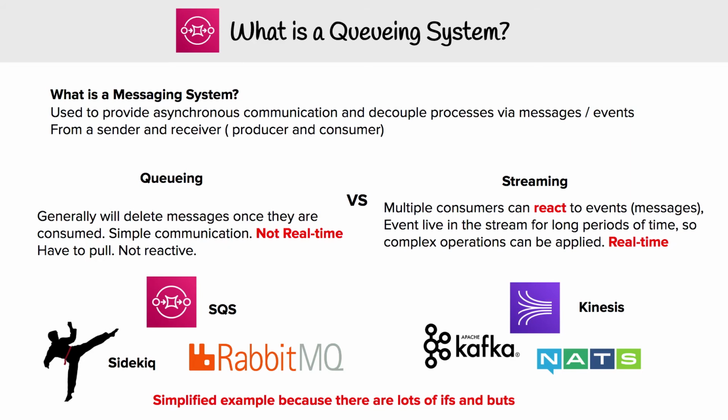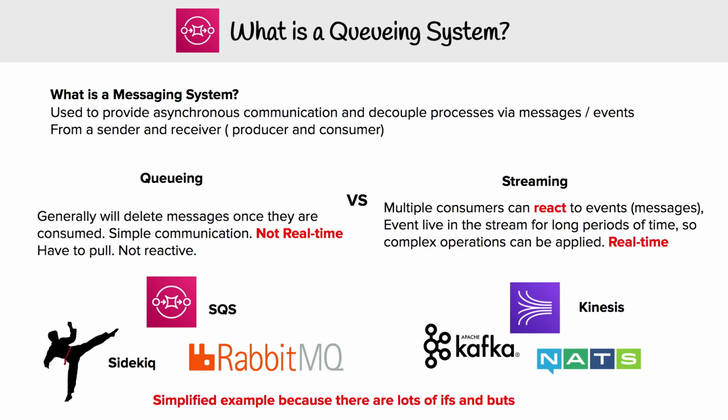So that's the huge difference: one is reactive and one is not. One allows you to do multiple things with the messages and retains them in the stream. One deletes them and doesn't really think too hard about what it's doing. Okay, so there's your comparison between queuing and streaming, and we're going to continue on with SQS here, which is a queuing system.